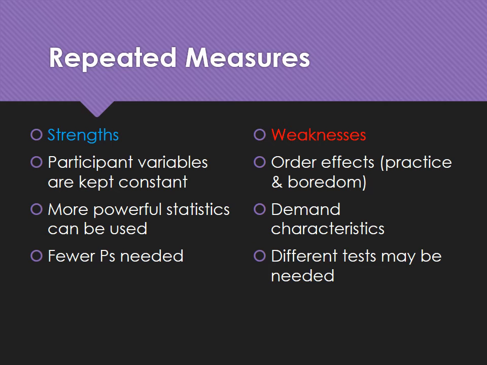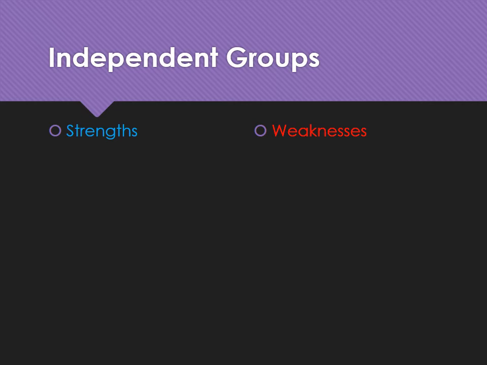You'll have to match the tests on difficulty, which can be quite tricky, etc. So we've got our AO3 here for repeated measures. Independent groups, well, main strength, no order effects. If you have different people in each condition, there's going to be no order effects, no practice, no boredom.